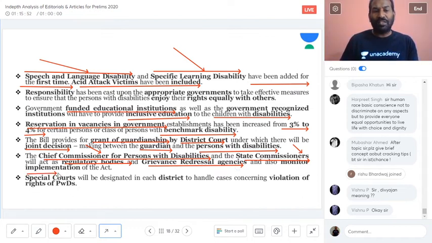And then you also have the special courts. This is again very important. Special courts have been part of the Rights of the Persons with Disability Act 2017, that there would be special courts for each and every district in regards to handling cases wherein there are violations in regards to the persons with disabilities.